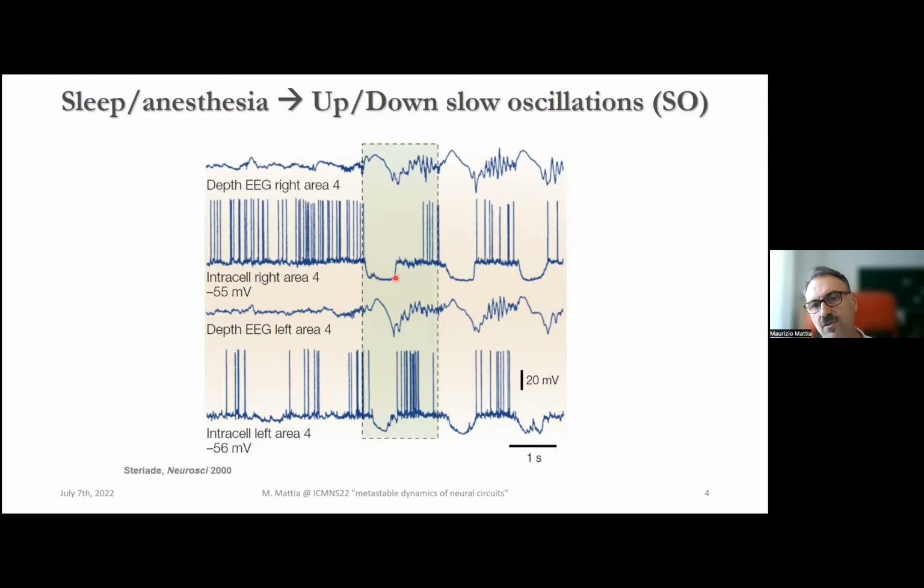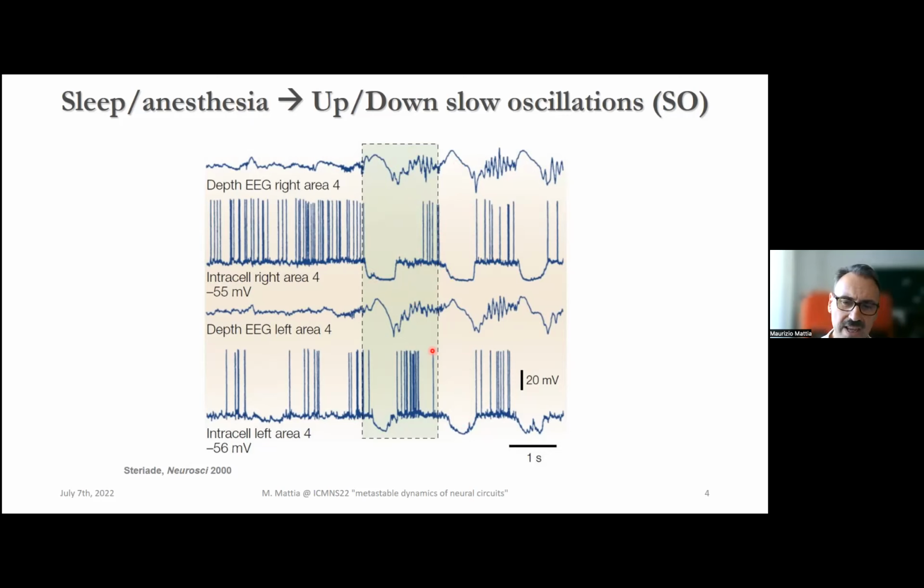And then they are followed by an activated state, the up state, or on state, if you prefer, in which the membrane potential is depolarized and the neuron starts to fire again. These are the up states. And you see that this oscillation moving from down to up is very much synchronized across the whole brain.